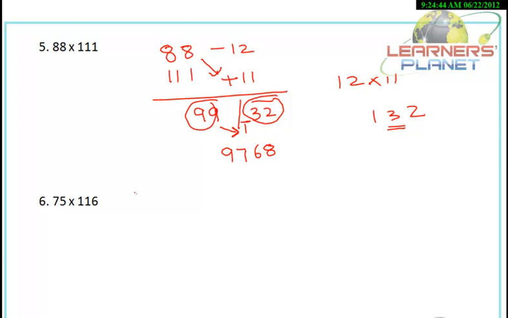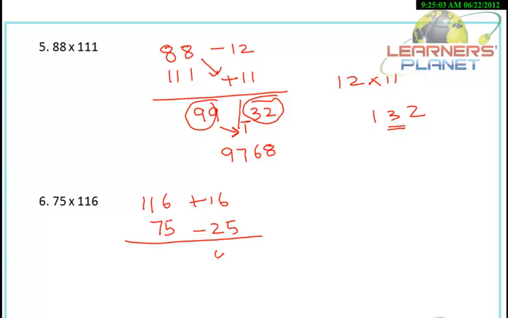Okay, friends. Now see this calculation. 75 into 116. 116 into 75. It's plus 16. It is minus 25. So 25 into 16 is 400.